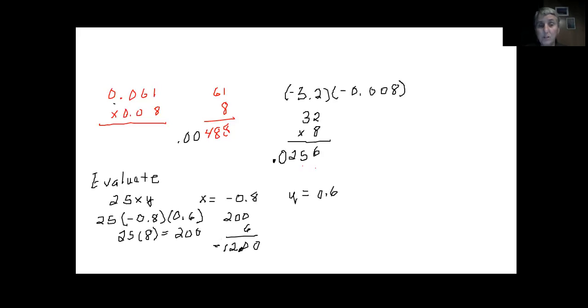So again, to simplify the multiplication of decimals, make them into whole numbers, multiply them as if they're whole numbers, and then consider where the decimal place is at the very end. Do the same thing with signs. Look at them. They're signed numbers. Don't forget, at the very end, determine the signs from there.